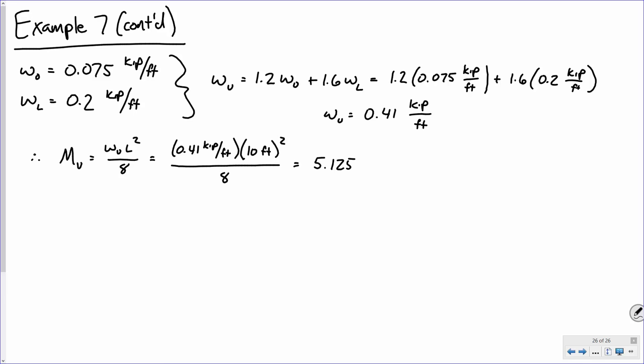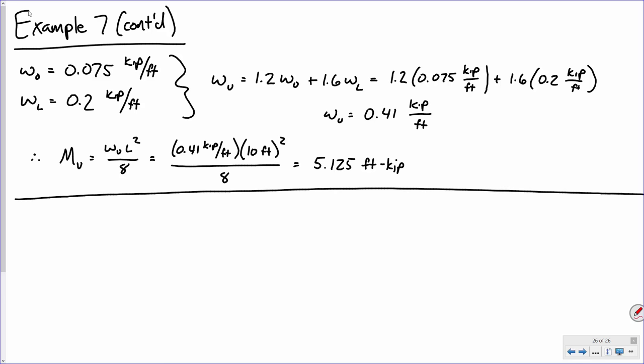5.125 foot kips. Now, that might seem like a really small number. It is, okay? Because we're talking about slabs that are relatively thin. They're not as heavy as something like a beam. And plus, we're only talking about the moment on a slab at a strip width that's about a foot wide. It shouldn't be that big. So this is the moment per foot of slab. Make sense? So that number should be pretty small. All right. That's step one.